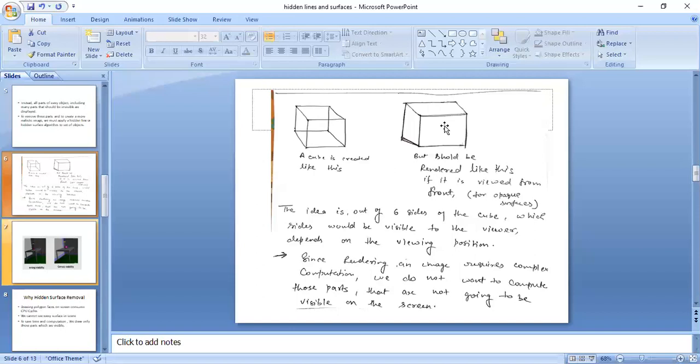And remember one thing, that this is required only in the case of non-transparent objects. So this cube has to be a solid, or we can say an opaque object. It should not be a transparent object, because in the case of a transparent object you will be able to see all these faces. So this is one condition, that for opaque objects we are dealing with this problem.